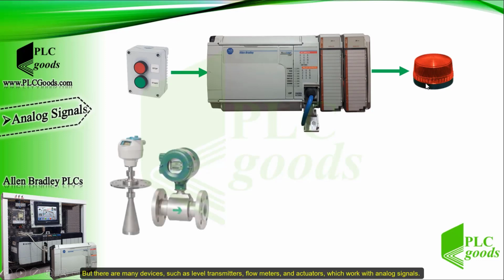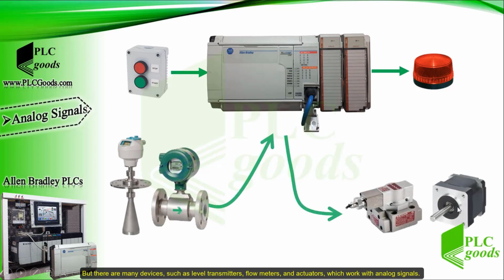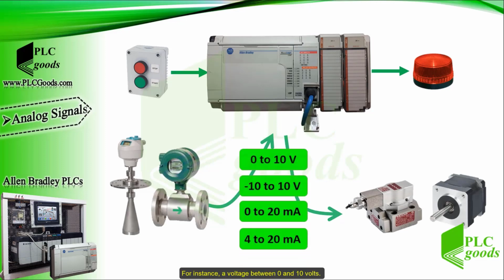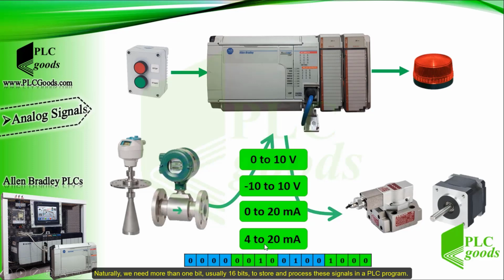But there are many devices such as level transmitters, flow meters, and actuators which work with analog signals. For instance, a voltage between 0 and 10 volts. Other basic signals are minus 10 to 10 volts, 0 to 20 milliamps, 4 to 20 milliamps, and so on. Naturally, we need more than one bit, usually 16 bits, to store and process these signals in a PLC program.